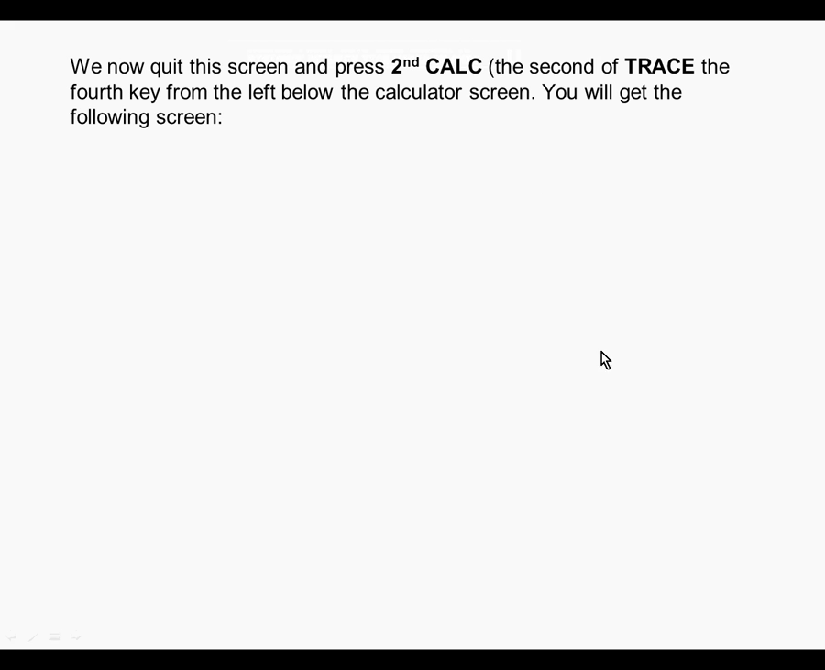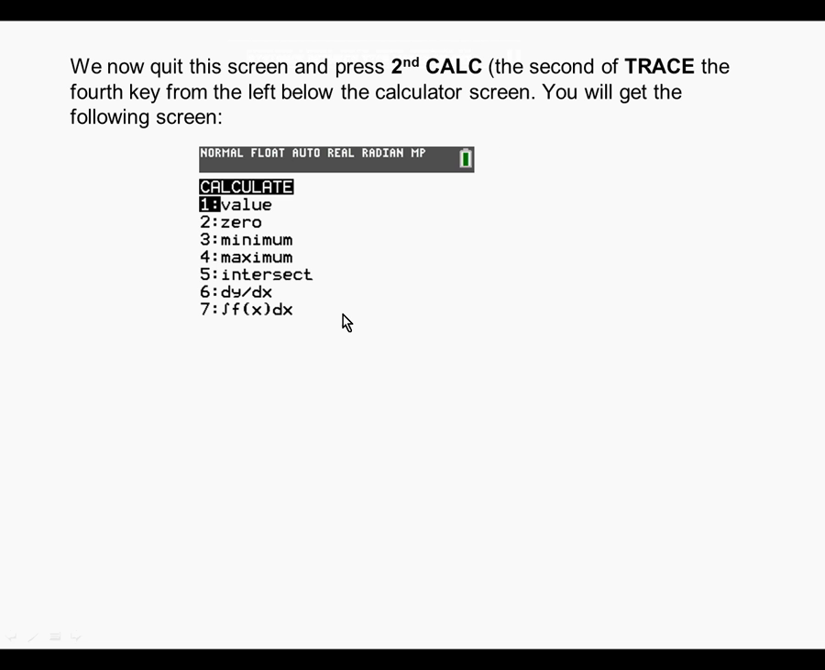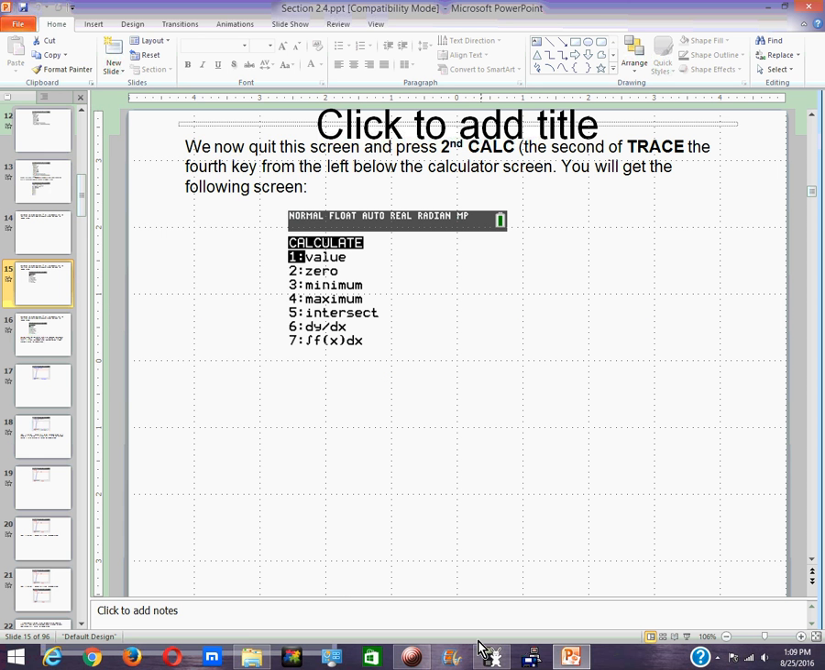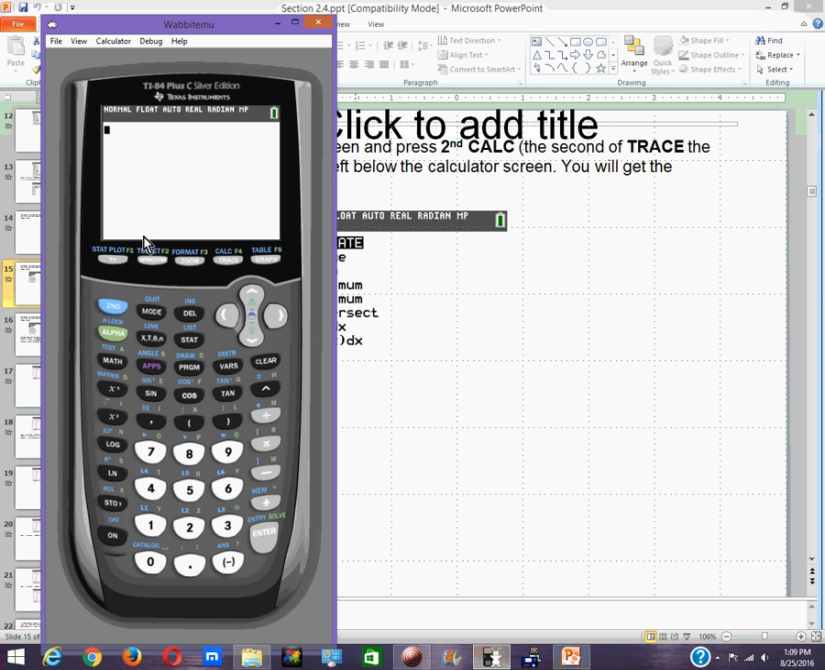So we quit the screen and then we're going to press second calc. If you wanted to, you could have pressed second calc directly. Second calc is the trace key. When you do that, you get these choices. Remember, we're wanting choice number 5. So let me walk you through here. Second calc. I'm wanting to find where they intersect. So choice 5. Now it's going to graph them.